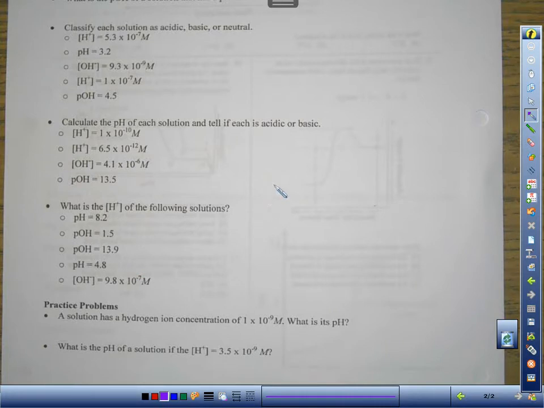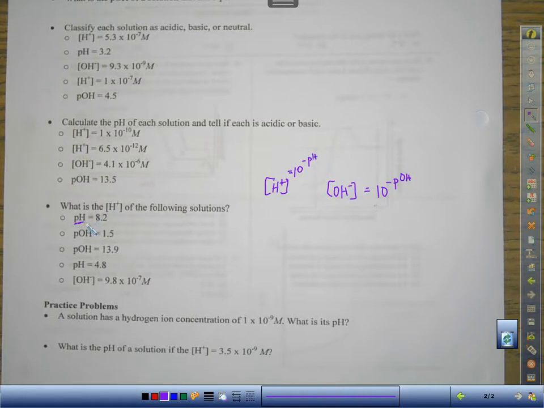Well, we had two formulas for this. We had the one where we could do the H plus, and we had the one where we could do the OH minus. Both of them are 10 to the negative P whatever, like 10 to the negative pOH, or for this one, 10 to the negative pH. So they give me pH, so we're going to do 10 raised to the negative 8.2. And that's seriously what I put into my calculator: 10, and then raised to the negative 8.2. You have to remember the negative. If you don't, it gives you a drastically different answer.